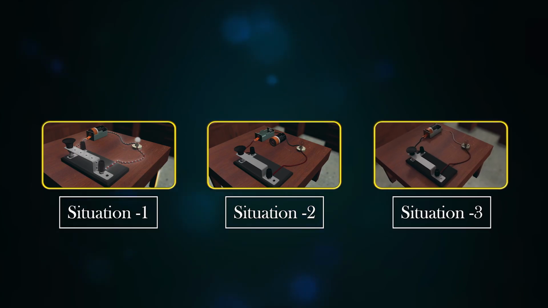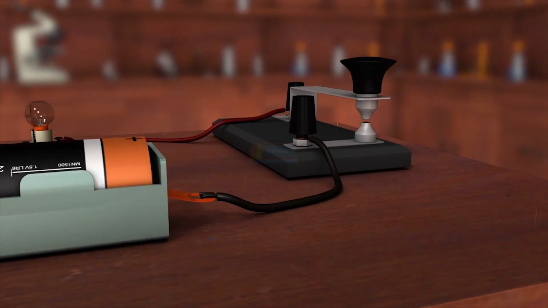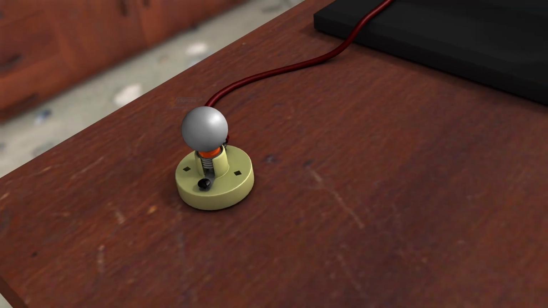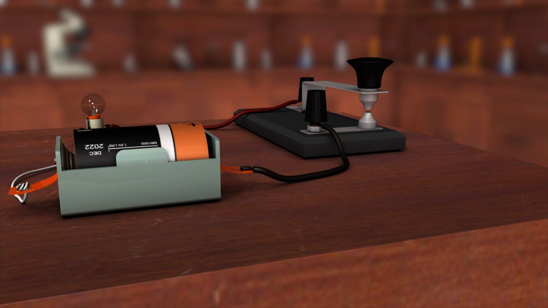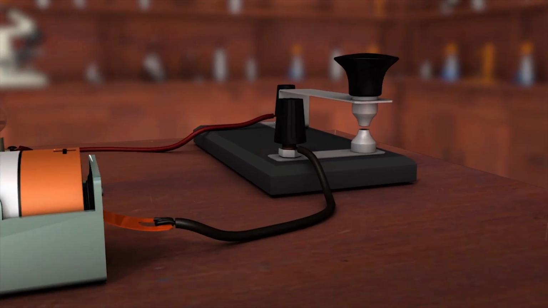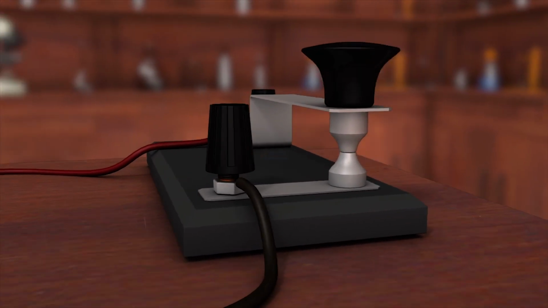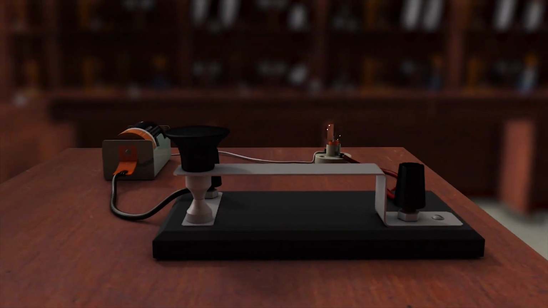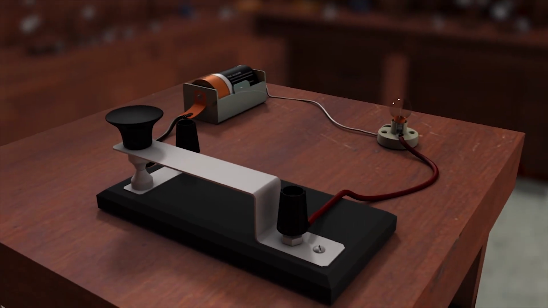Situation 3. Replace the copper wires with nylon wires and connect the nylon wires to the terminals of the battery through a bulb and switch. Now, switch on the circuit and observe the bulb. The bulb does not glow in this situation.